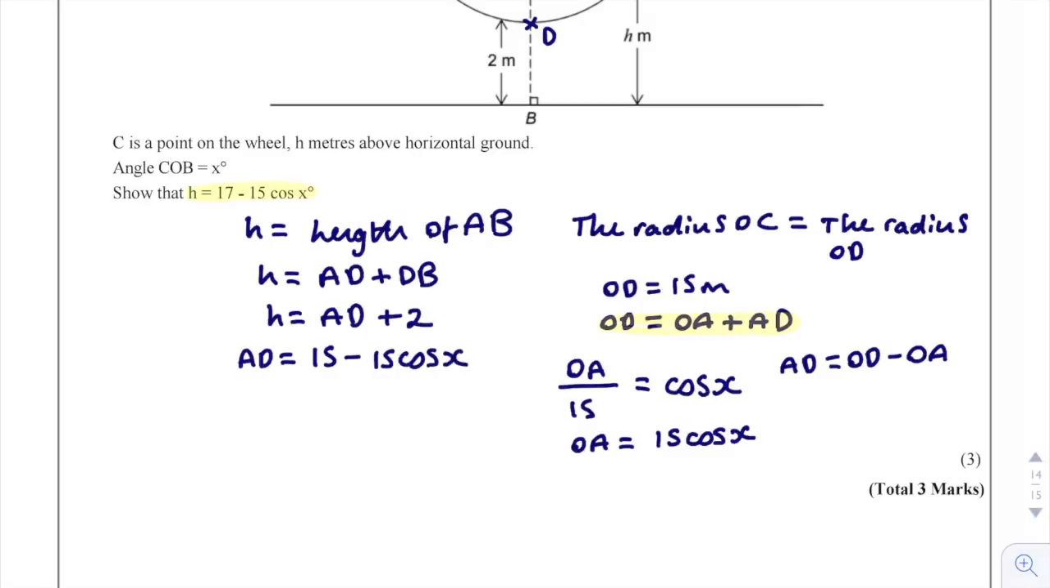Now I just need to replace AD with 15 minus 15 cos x. So I'm going to get H equals 15 minus 15 cos x plus 2. And that simplifies to H equals 17 minus 15 cos x. And that is what we had to try and prove.